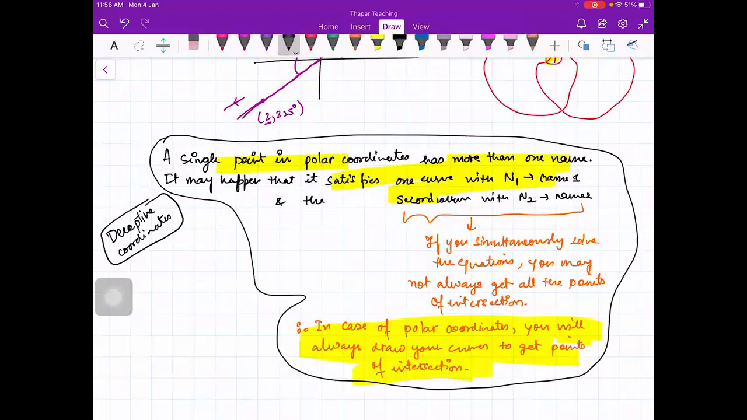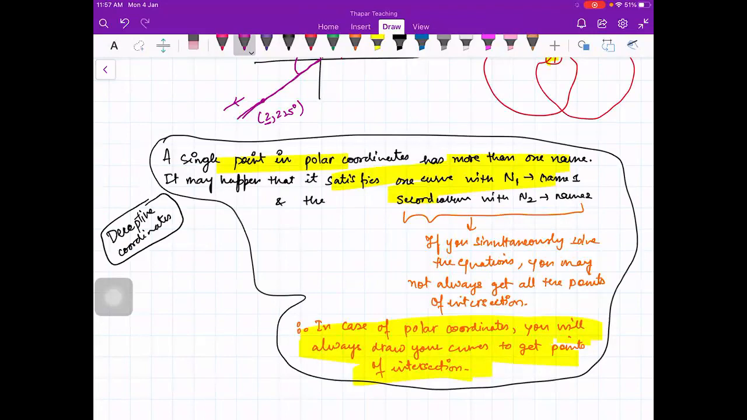Ma'am, can you explain again? Yeah, beta. Okay. So what I'm saying, point-wise: is this thing clear, that in case of Cartesian coordinates, you can get the points of intersection by just solving the two equations? Is this point clear, beta?